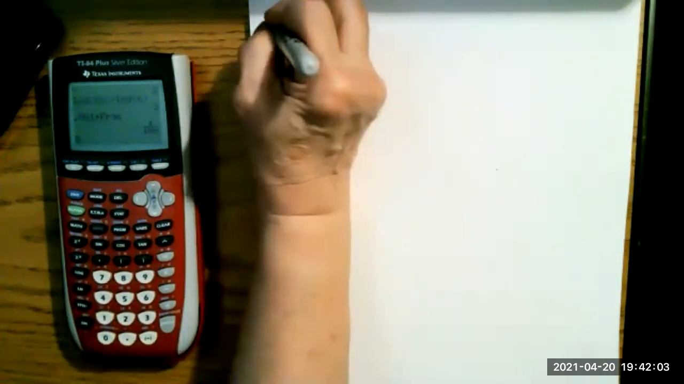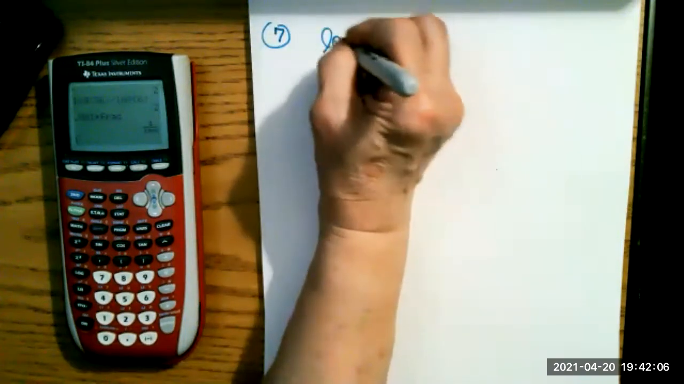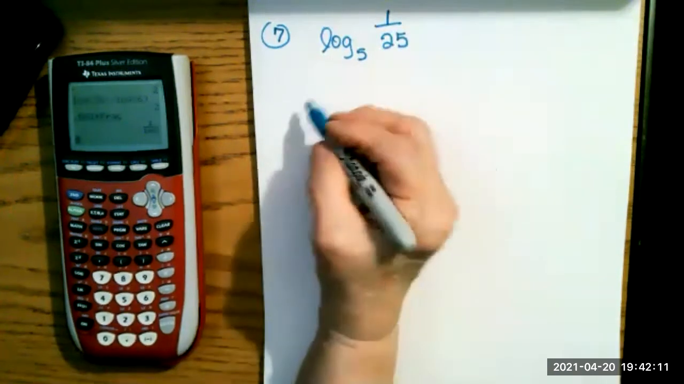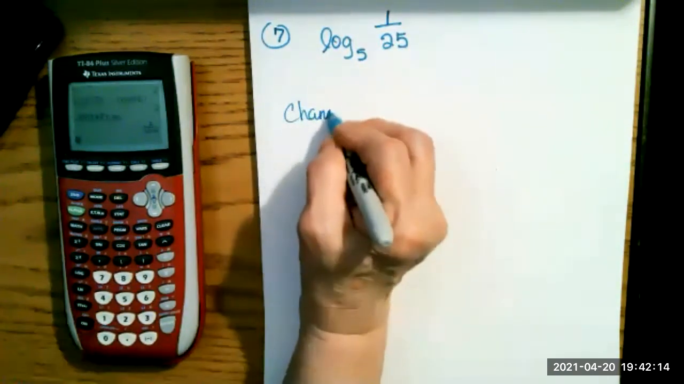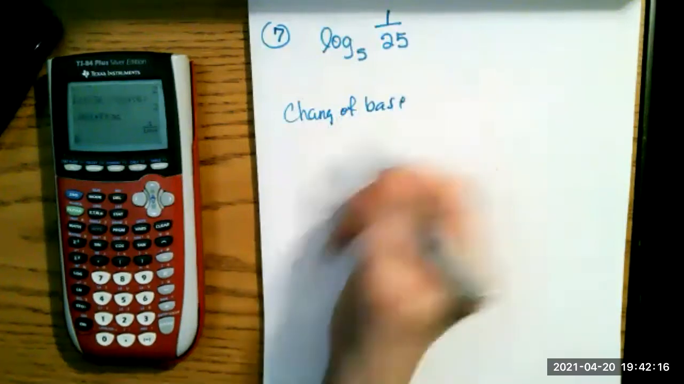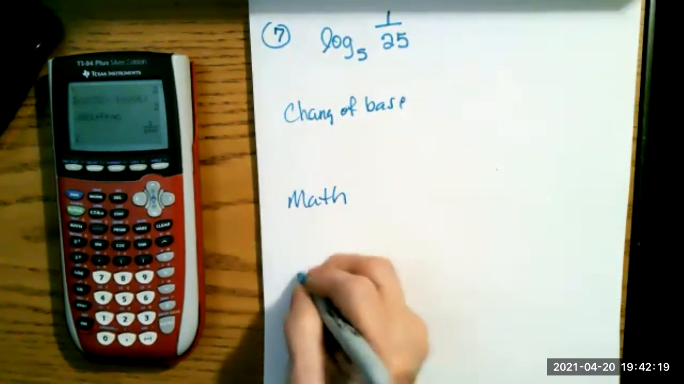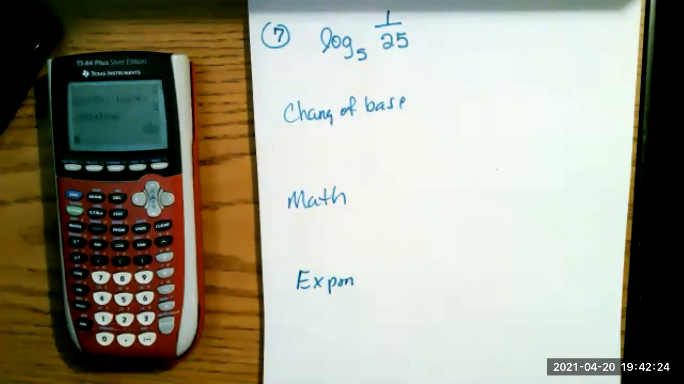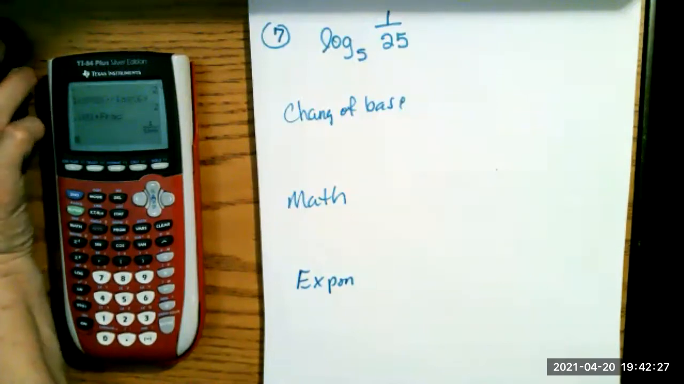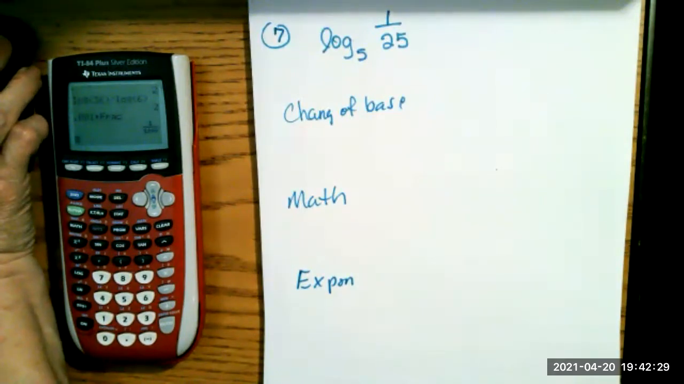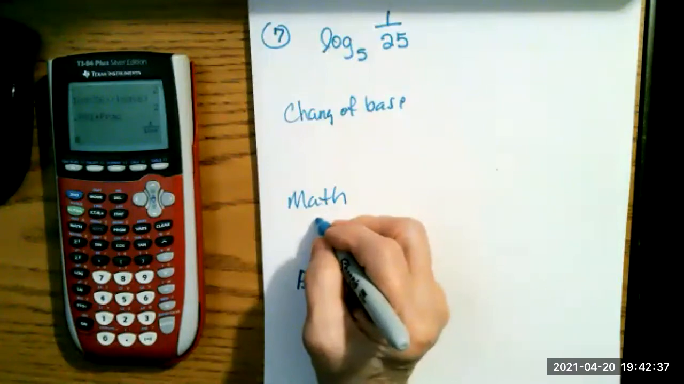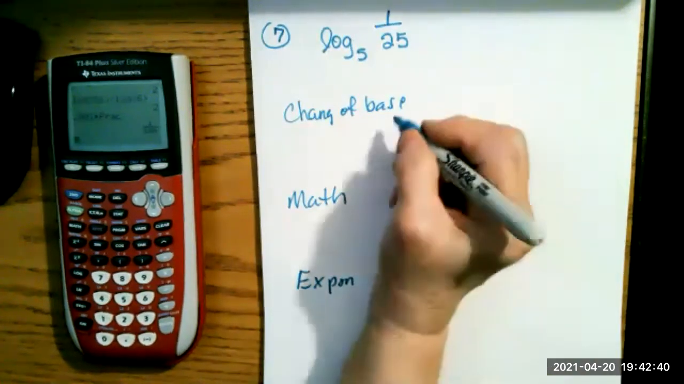All right, let's do number 7. Number 7 is log base 5 of 1/25. 3 ways. Let's do change of base, let's do the math one, and let's do the exponential one. Okay, let's see, who have I not picked on? Sequoia, you want to do one of those? Sure. Which one do you want to do? I'll do the change of base. Okay.